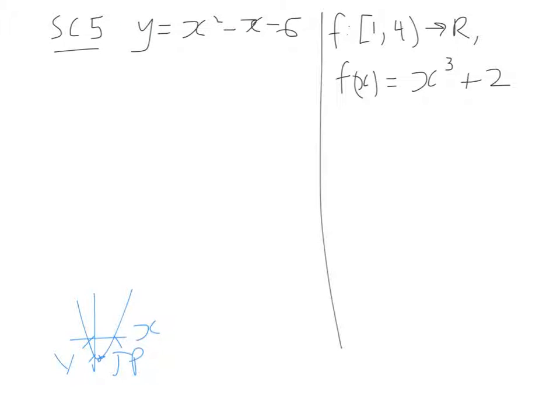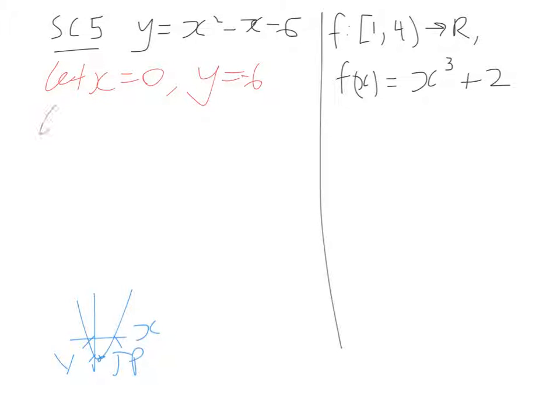So let's have a look at this. We've got x squared minus x minus 6. What we want to do there is find the y-intercept because it's the easiest thing to find. So we'll let x equal 0. So we end up with y equals negative 6. So that is our y-intercept.